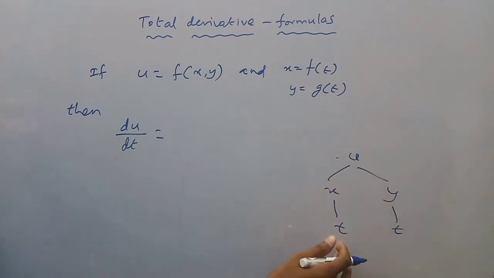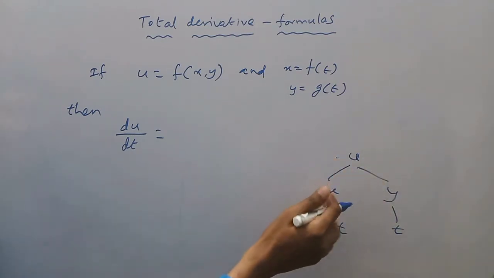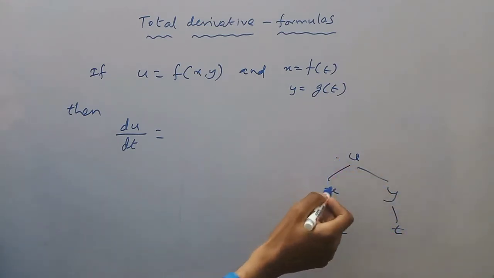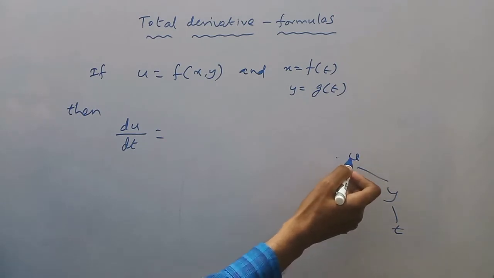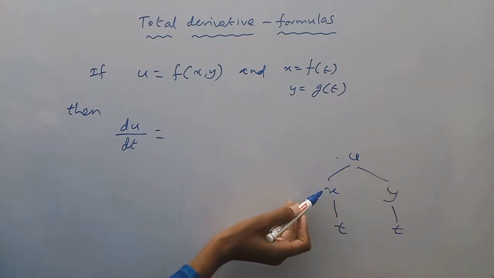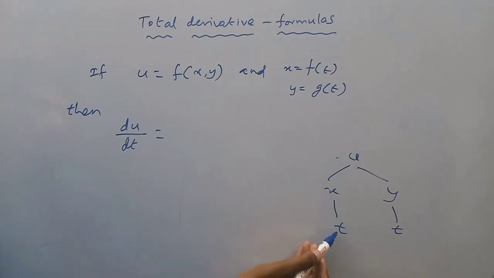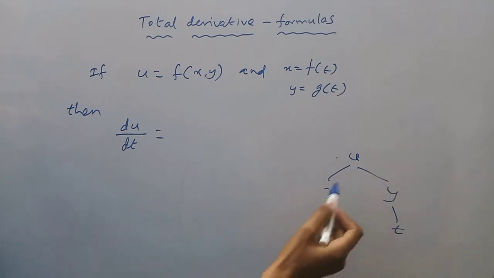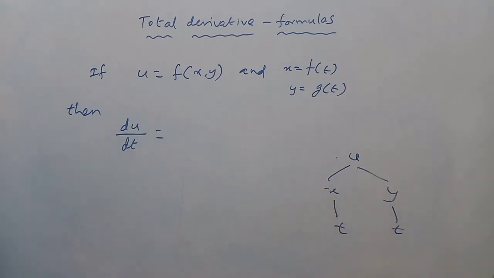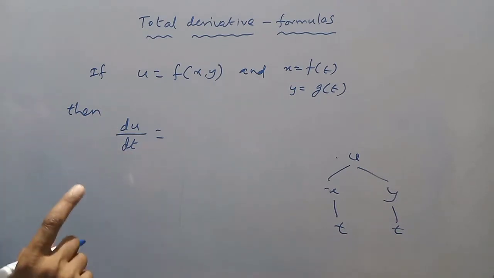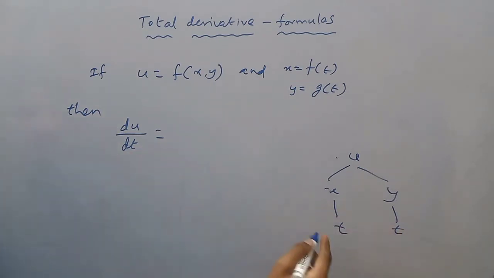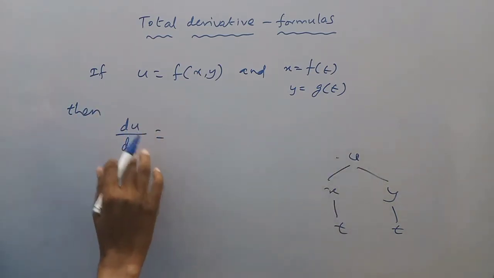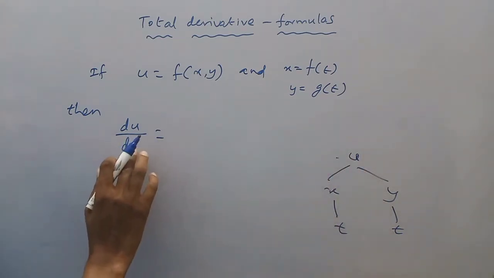Starting from u, you have to reach t. There are two ways: one is through x, another one through y. Starting from u, first you cross x, then you reach t. Multivariable means the notation is dou, partial differentiation. Single variable means the notation is d, ordinary differentiation. So du by dt is the differentiation of u with respect to t.